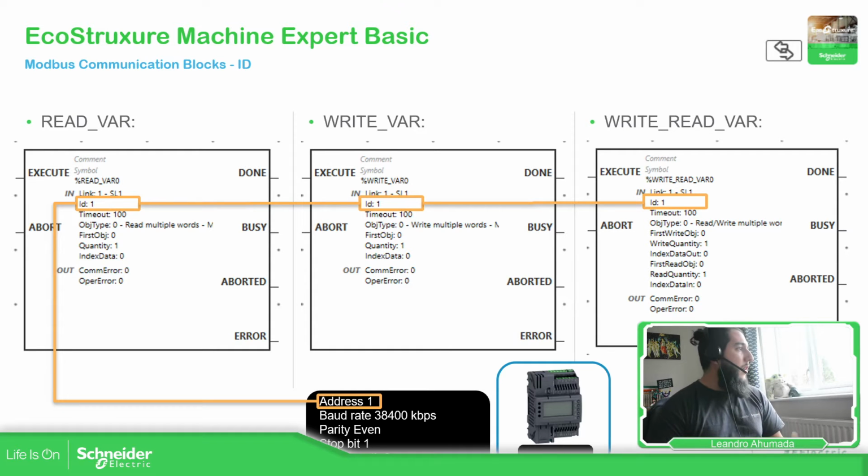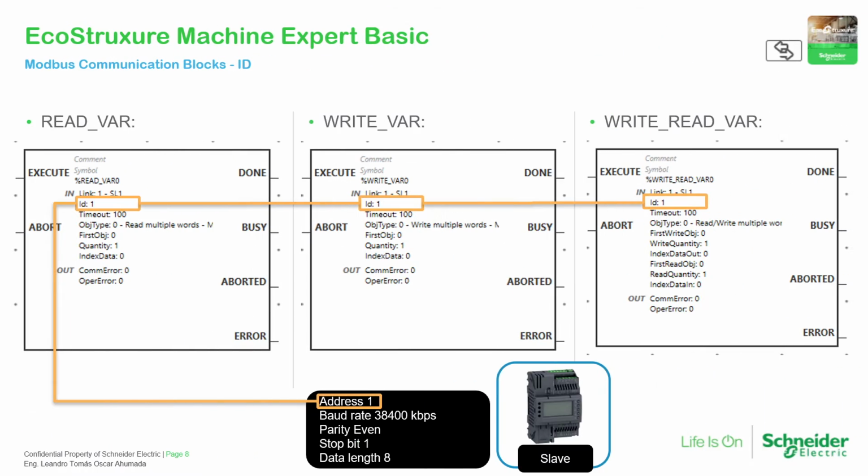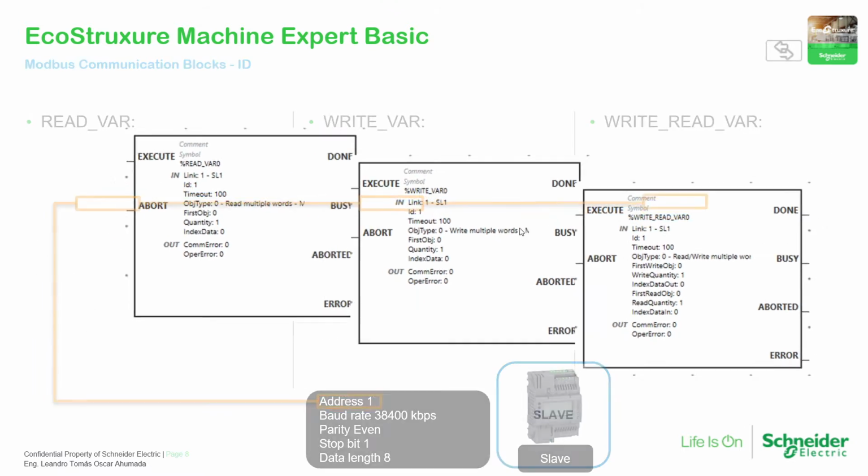And the next thing that we need to configure is the ID. The ID is the address that the slave device has. That's why we use number 1 in this case, because in the network the other PLC, the M172, is going to be the slave. Let's continue with this.